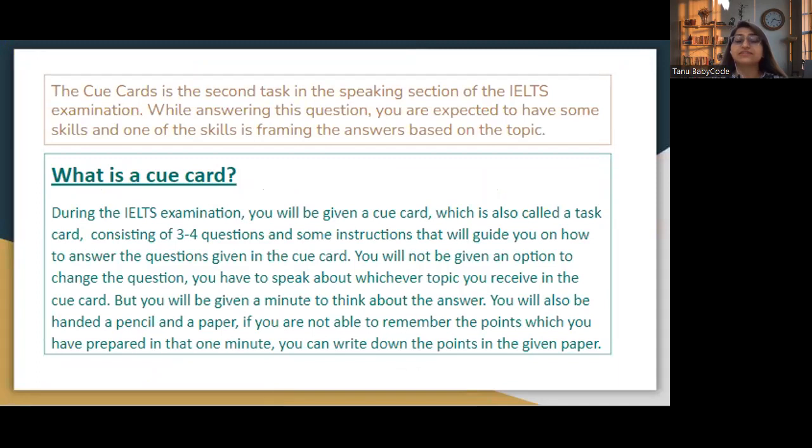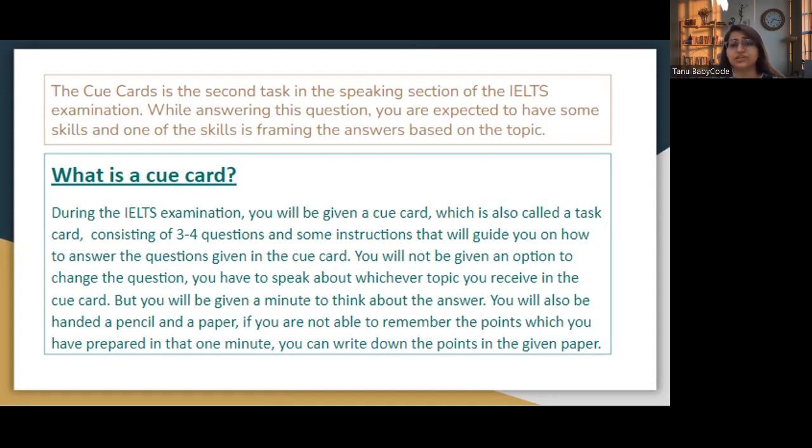The first is the introduction interview, where the examiner will be asking you some familiar questions and you have to answer all those questions in at least 2 sentences. But here, what the examiner demands from you is that you have to speak at length. They will check whether you have the skills to frame your answer based on a particular topic or not. You have to speak on a particular topic for at least 2 minutes.